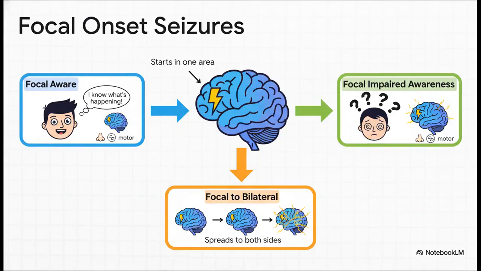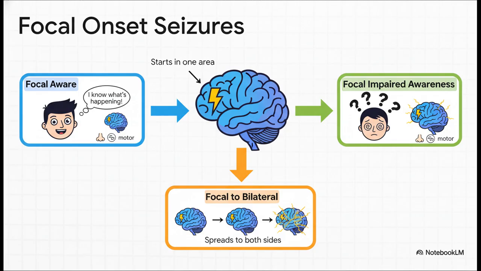So let's start with the first category, focal onset. Just like the name says, these seizures start in one specific or focal area of the brain. From there, we break it down even further based on whether the person is aware of what's happening. If they are, we call it a focal aware seizure. This could show up as a motor symptom, like their arm jerking, or something non-motor, like a weird feeling or a sudden emotion. But if their consciousness gets altered or impaired, it's called a focal impaired awareness seizure.